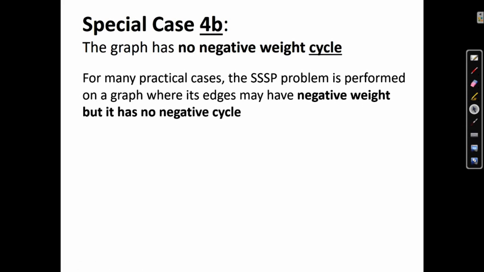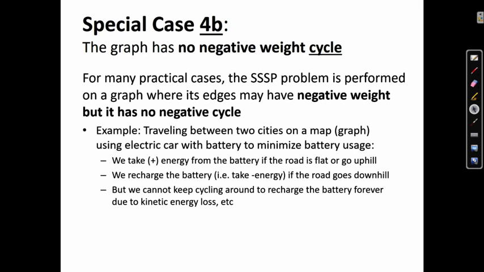For practical cases, SSSP problems are basically performed on graphs where the edges may have negative weights but no negative cycles. Of course there are lots of cases where you only have positive weights, but there are also some cases where you have negative weights but no negative cycles. An example is traveling between two cities using an electric car. On flat ground or going uphill, you use the battery power. But when you go downhill, there is no need to use the battery; you can actually recharge it from the kinetic movement of the car.